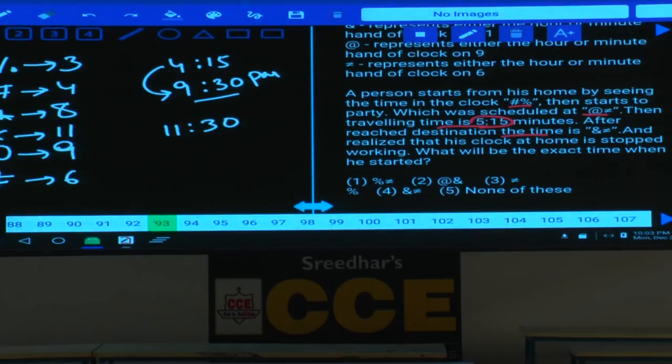As the time is 11:30, then at what time has this person started? What is the total time? Travel time here is 5:15. Now 11:30 minus 5:15, and this will be how much? 15. 11 minus 5 is 6. And this person might have started at 6:15, and 6 is written by what? 6 is not equals to, and 15 minutes is nothing but 3, hence not equals to percentage, and that is given in choice 3. Are you following this one or not? Now, this was given in 2016 IBPS PO mains.